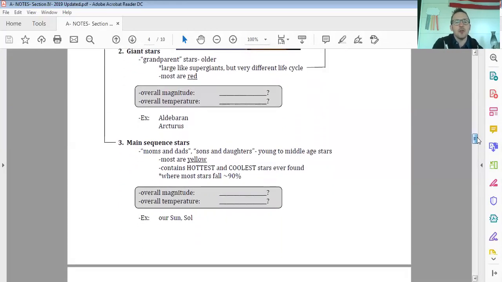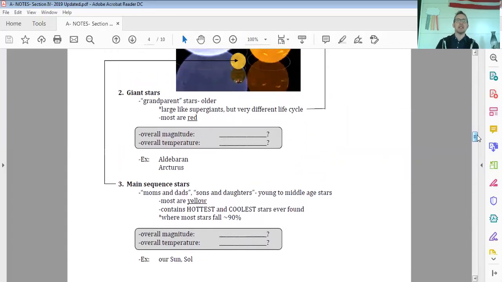Okay, our final group on this page are main sequence stars. I like to call these the moms and dads and sons and daughter stars because they make up most of the stars in our stellar family. Like, think about your own family at home. Some of you might have a newborn at home, or some of you might have a grandparent who's old enough that he or she moved back in with your family. But most of your family is you, your siblings, and your mom or dad. And that's the same way with main sequence stars. In fact, they make up 90% of all the stars in the night sky.